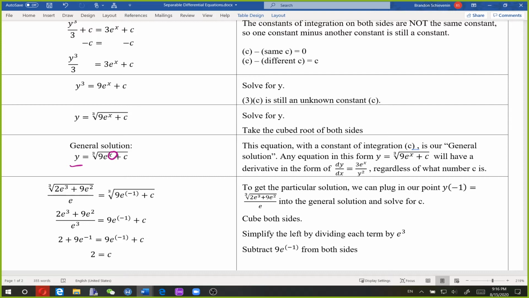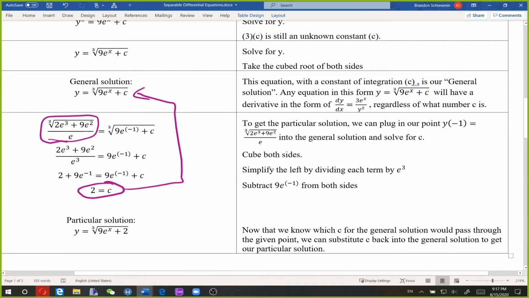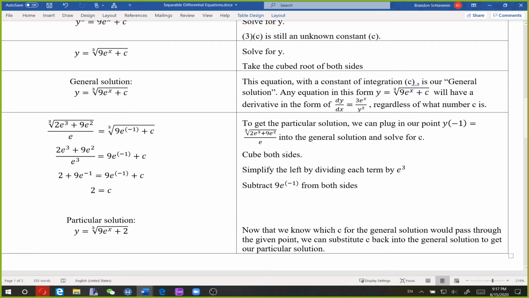Okay, so now that we've solved for c, I can plug this c back into our general solution, which tells us that as long as when x is negative 1 our y is this y value, our c would have to be 2. So our particular solution, the only solution of these infinitely many general solutions that also passes through our particular point, would be y equals the cubed root of 9e to the x plus 2. Okay, last call. Any questions on anything we did?